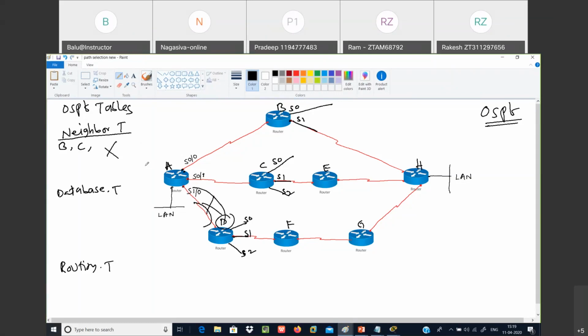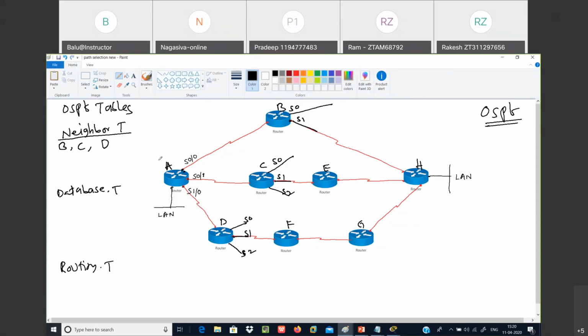The neighbor table contains directly connected neighbors that become adjacencies. If A and D hello packets were matching, then D also would be updated, right? So D also updated. So the OSPF neighbor table contains directly connected neighbors that became adjacencies information.